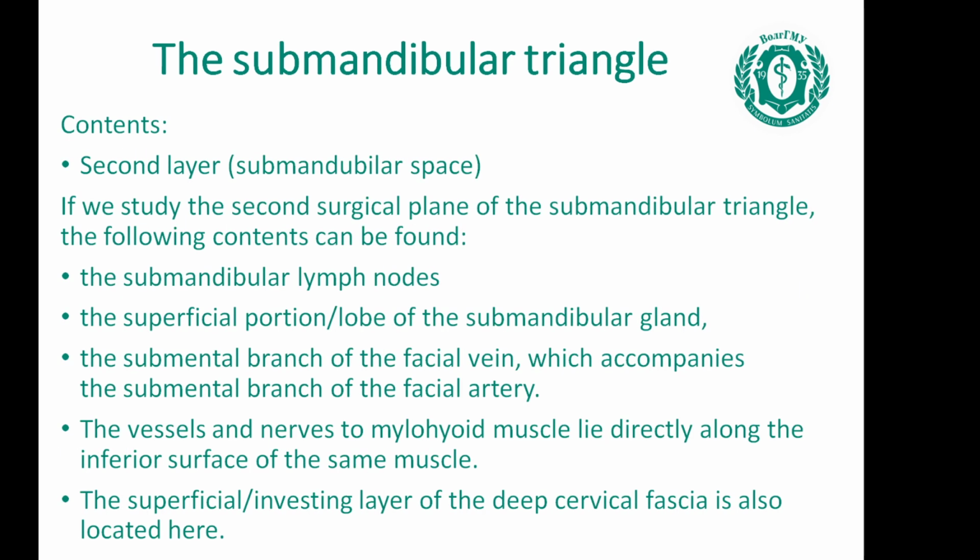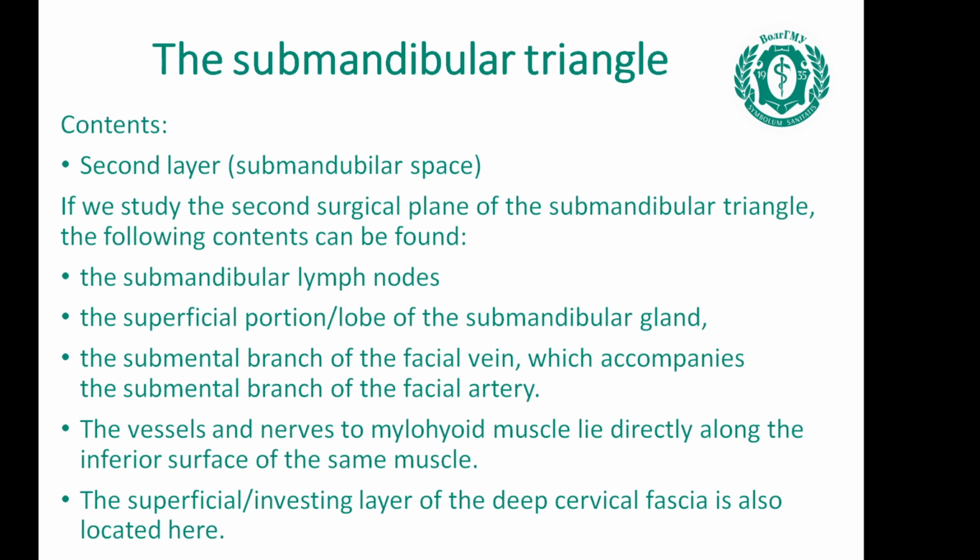Second layer, or submandibular space. If we study the second surgical plane of the submandibular triangle, the following contents can be found: the submandibular lymph nodes, the superficial portion or lobe of the submandibular gland, the submental branch of the facial vein which accompanies the submental branch of the facial artery.